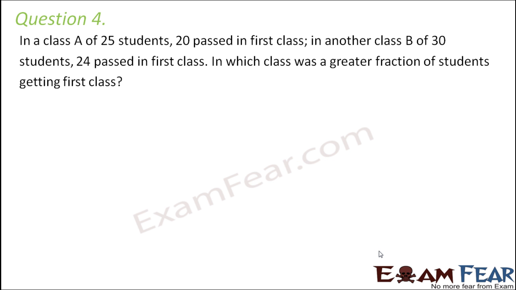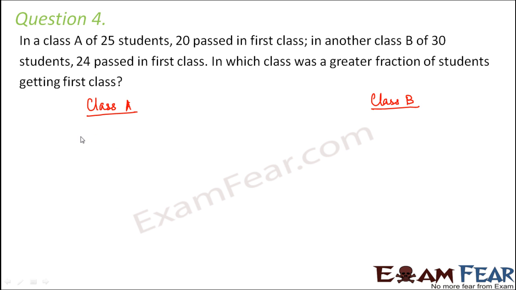Question number 4. In a class A of 25 students, 20 passed in first class. In class B of 30 students, 24 passed in first class. In which class was a greater fraction of students getting first class? So let us look at the fraction of students getting first class in class A and in class B.